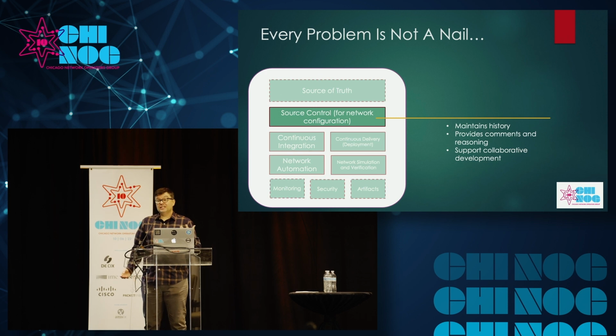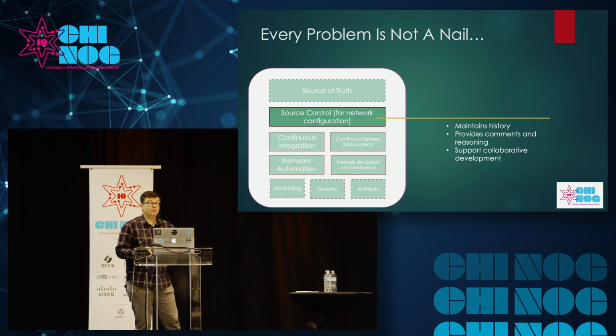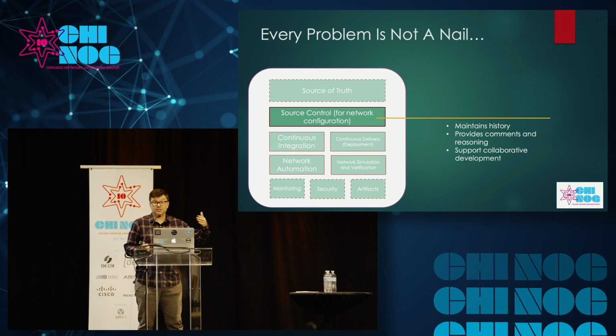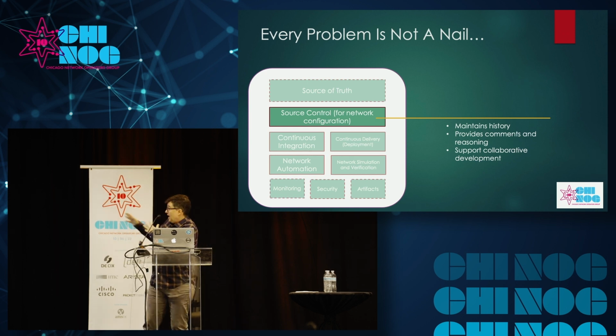So as we look at our next kind of source of truth, your source code or revision control system, you want something that obviously maintains history, so that if you have to revert to a previous state, it's very easy to do so. You also want to know, hey, why did this thing change? I want the comments. I want the reasoning there. And I want to be able to do it collaboratively.